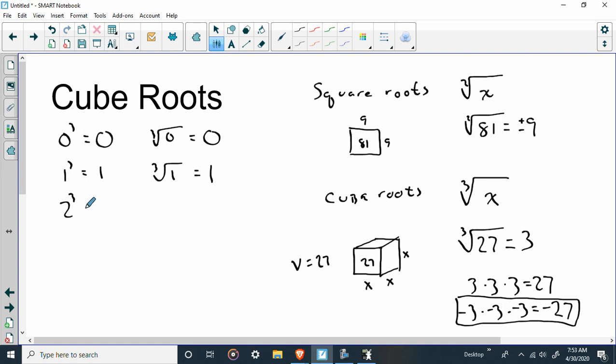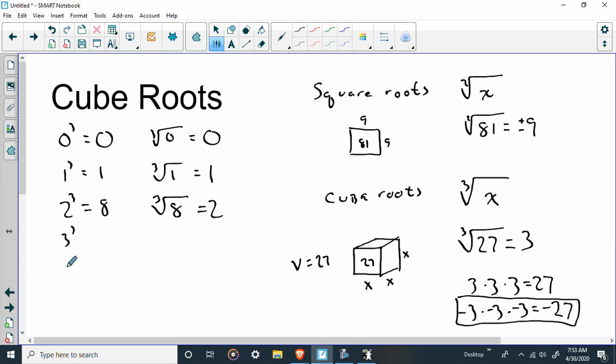2 to the 3rd power is not 6, it's not 9, it is 8. This is the most common one we see. It's the most common one people get wrong, okay? So if I said, hey, what's the cube root of 8? You would say 2, right? Because what number times itself 3 times makes 8. 2 times 2 is 4, 4 times 2 is 8.